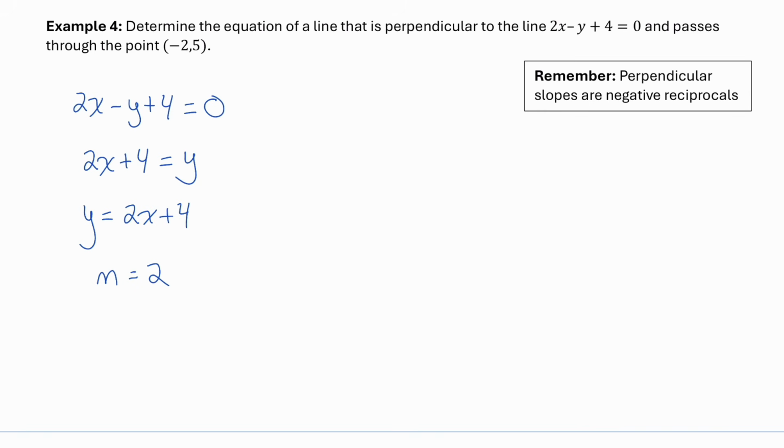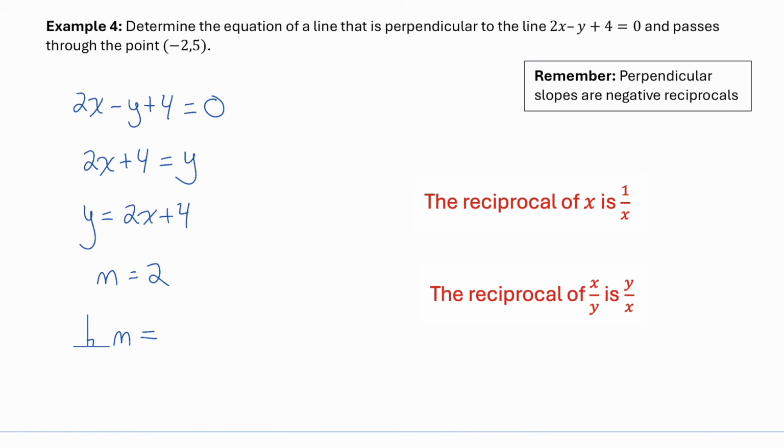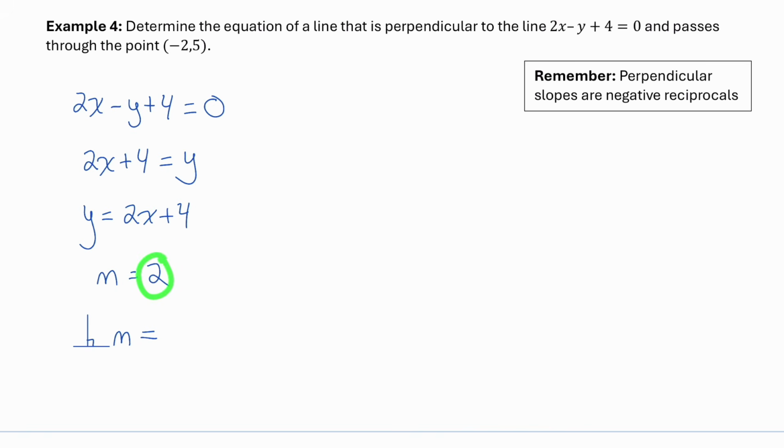But I want the slope of a line perpendicular to it, so I need the perpendicular slope. Well, perpendicular slopes, remember, are negative reciprocals. A reciprocal just means 1 over a value. Or another way to think about it is just the flipped value of a fraction. So if this slope is 2, if we think of that as a fraction, we could think of any whole number as being over 1.